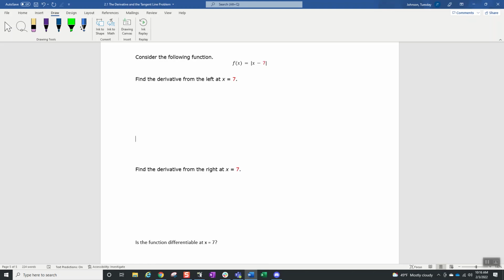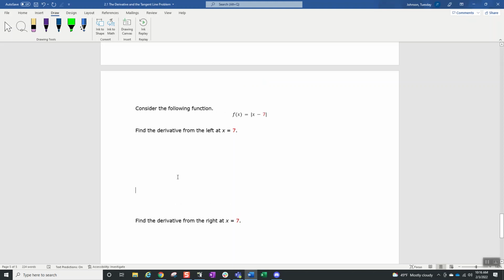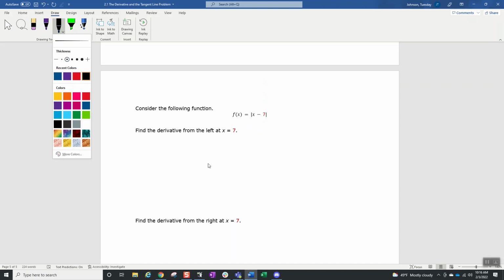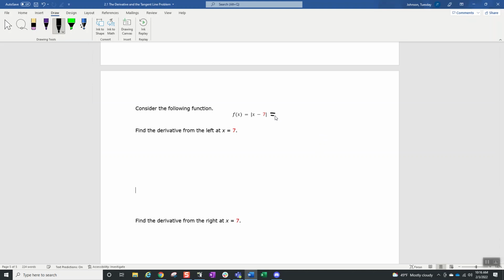Consider the following function. F of x equals the absolute value of x minus 7. Find the derivative from the left and from the right. Now, how do we do limits with absolute values? Well, we don't. Remember, mathematicians are clever, and we sometimes clever ourselves into a hole, but in this case, we don't, because what is this function? F of x equals absolute value of x minus 7.